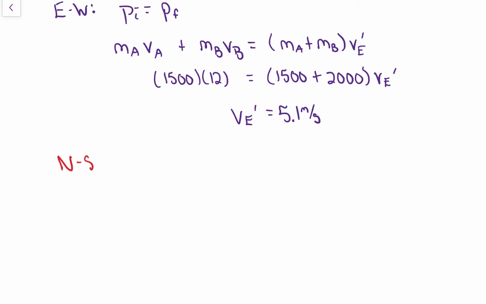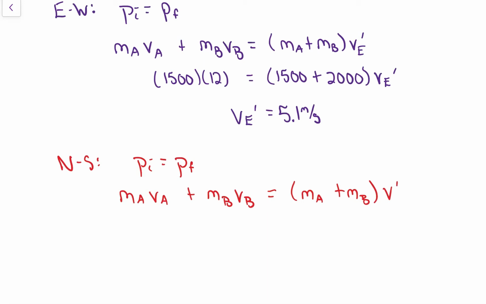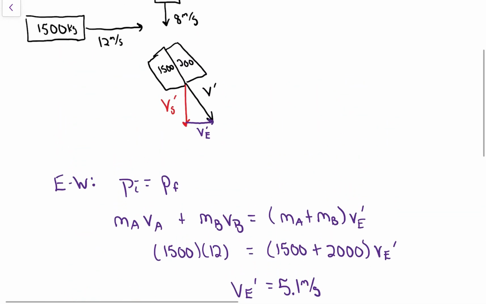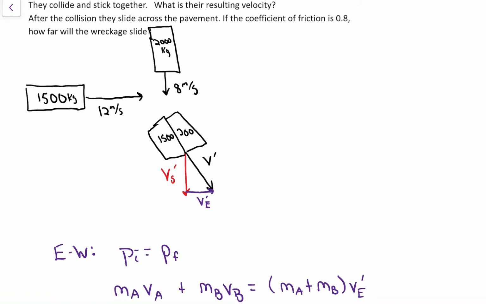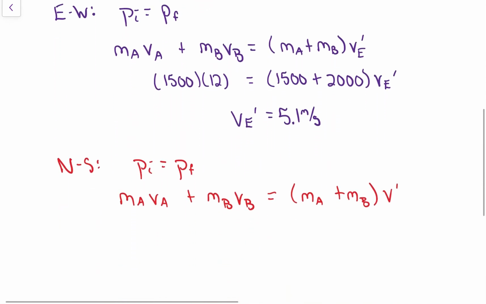Setting up the same thing in the north-south. Conservation of momentum for a hit and stick. We've got our individual pieces initially. They combine to make a massive object going at a common second speed. In this case, in the north-south, the 1,500 didn't contribute anything, and the 2,000 kilogram object, its full 8 meters per second, was in the south, so all of its momentum is in the north-south.